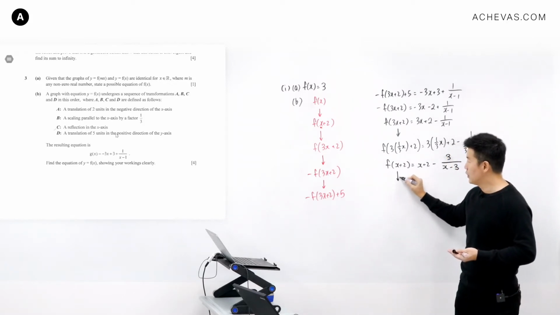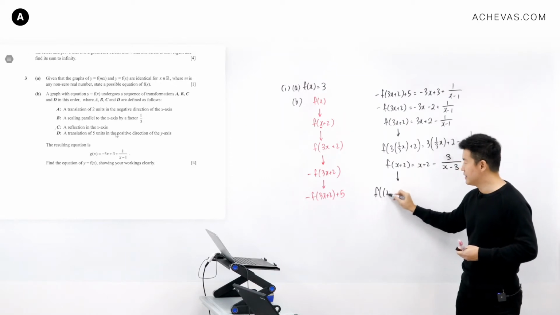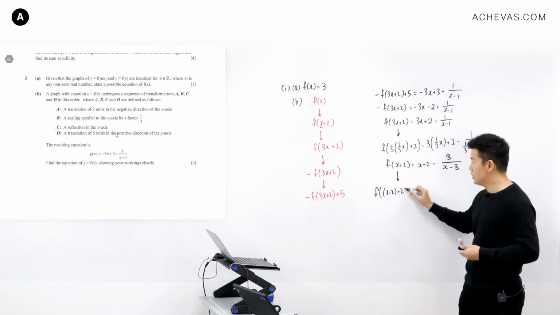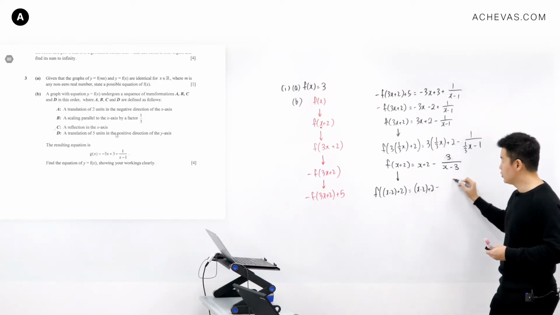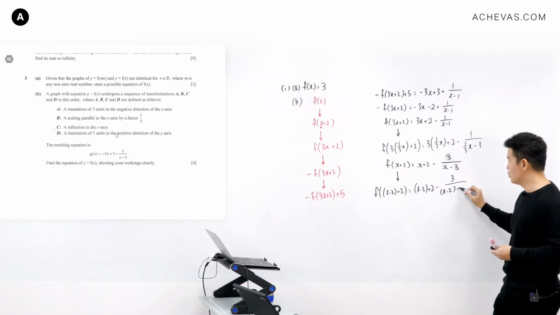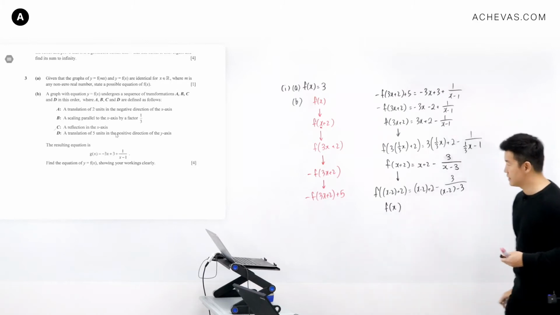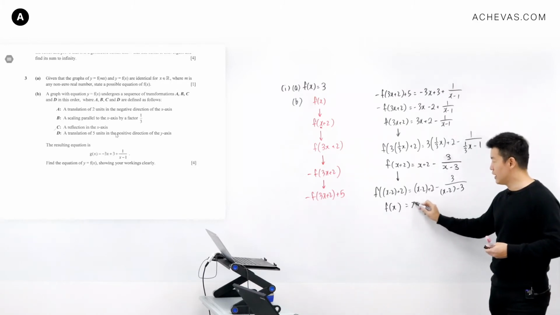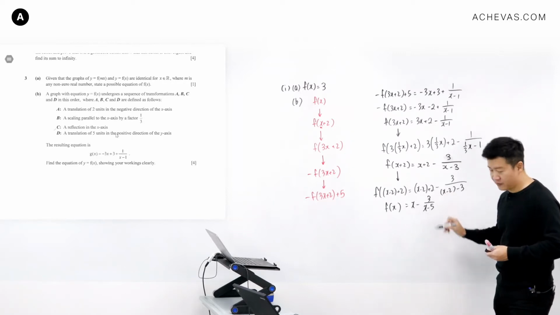I'm going to replace x by x minus 2. So we have f, replacing this x by x minus 2, then plus 2, replacing this x by x minus 2, then plus 2 minus 3 over this. I'll replace it by x minus 2 minus 3. So now I'm going to be left with f(x). And this is equal to x, then minus 3 over this, we have x minus 5.